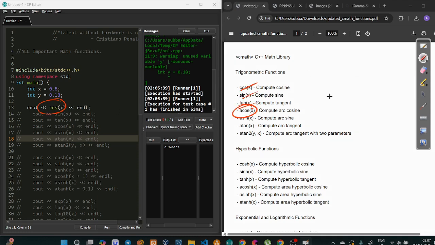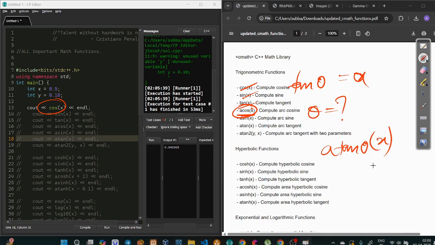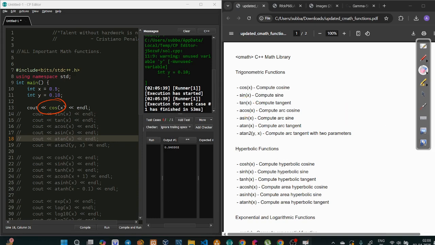acos is basically if you're given the value of cos theta, and if you want to find the value of theta, you can use the acos method. The use of atan is the same: if you're given the value of tan theta, and you want to find what theta is, you plug in the value of tan theta equal to x, and you'll get the value of theta. If you didn't get it, say you have tan theta equal to x, then the value of theta is atan of x.